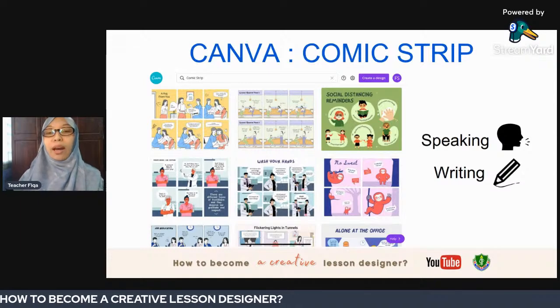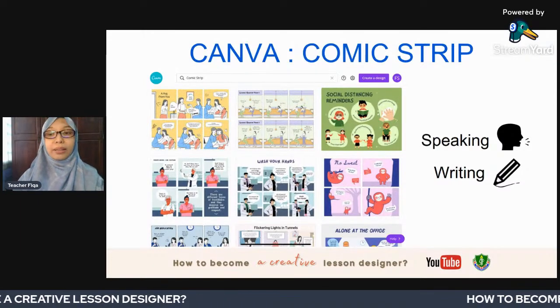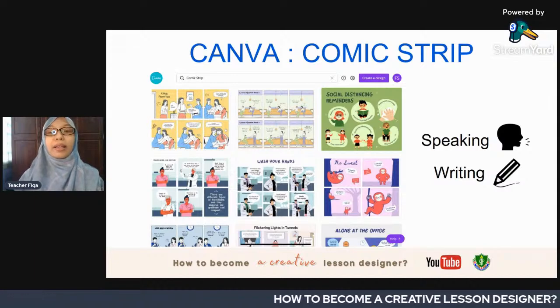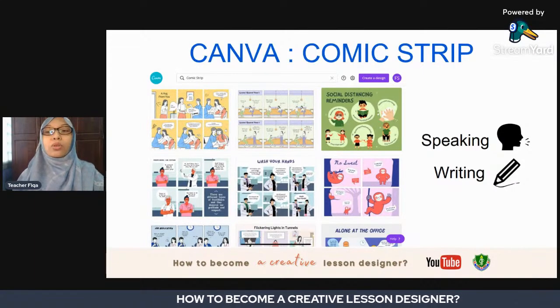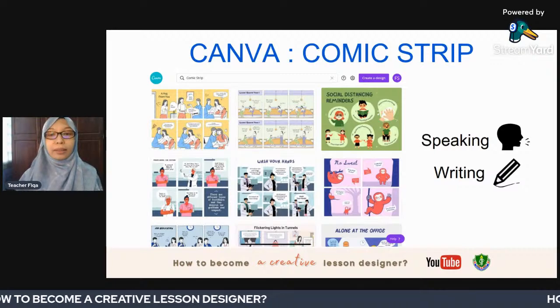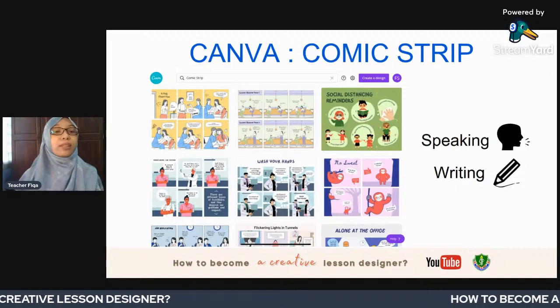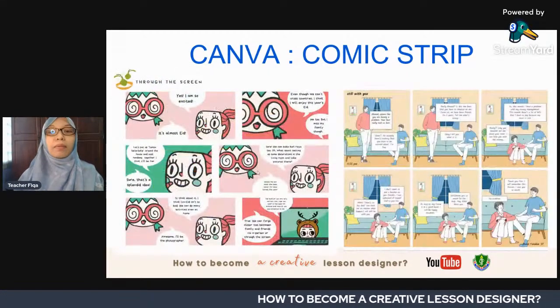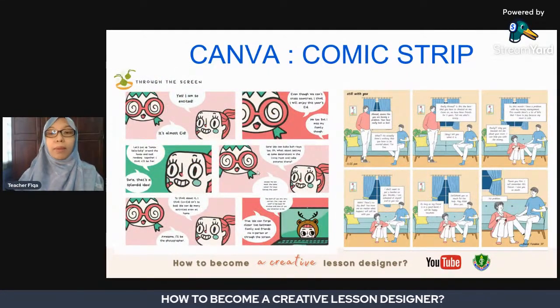So what they have to do is they need to rewrite the default dialogue provided in the template, and they can even edit the illustration if they want to. Once finished, they need to save the comic strip in PDF format, and they have to send the assignment to our Google Classroom. So these are some examples of comic strips from my students.